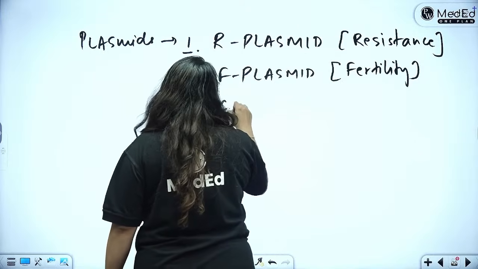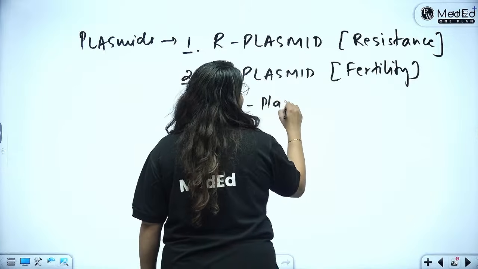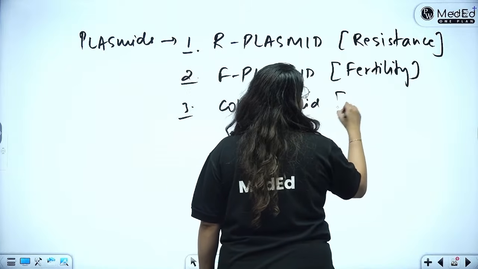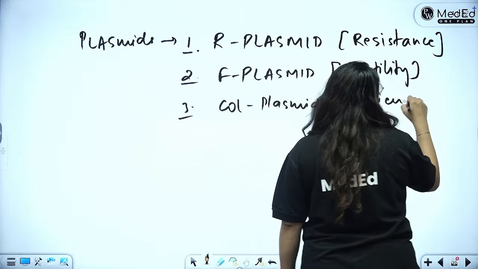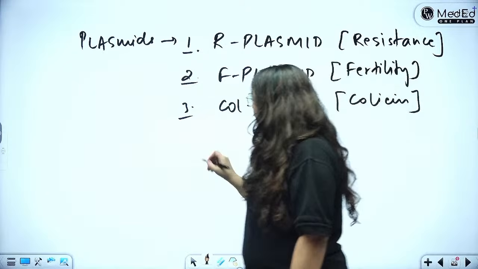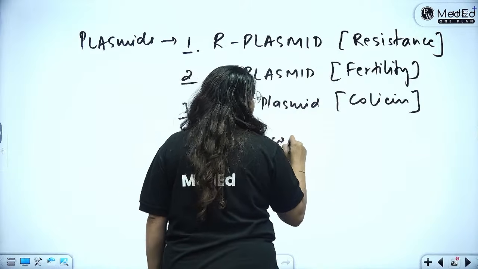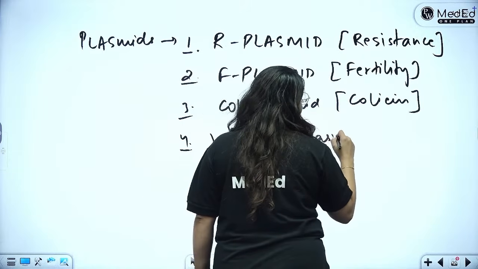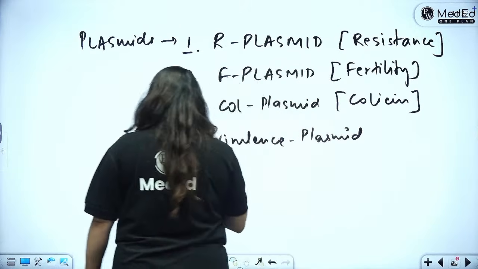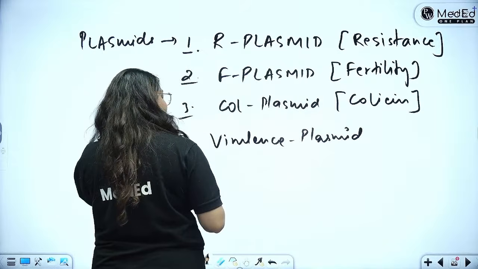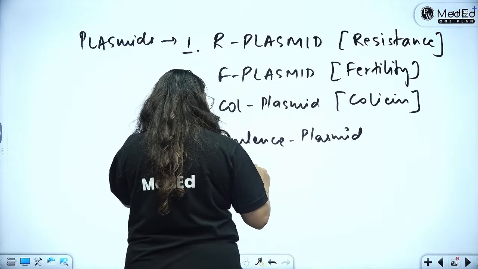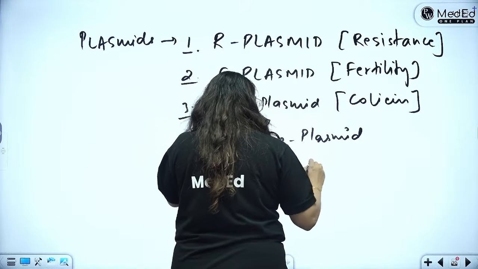Then you have the col plasmids, which make it possible for the bacteria to exchange the colicin producing capabilities. Then of course you have the virulence plasmids, which help in exchange of virulence. So if I am a very virulent bacteria, I can make you virulent. Then of course there are the metabolic plasmids, which will transfer the metabolic products.